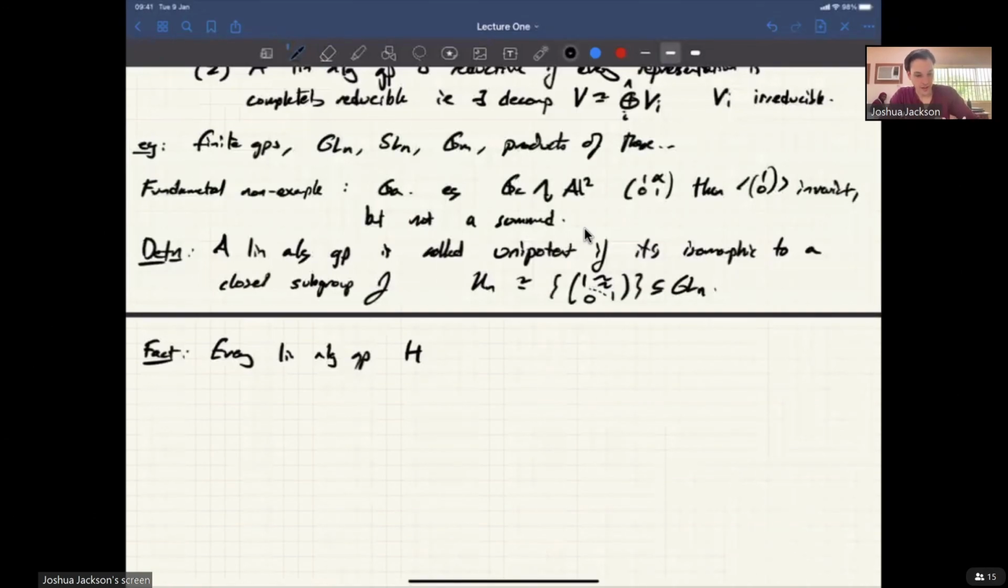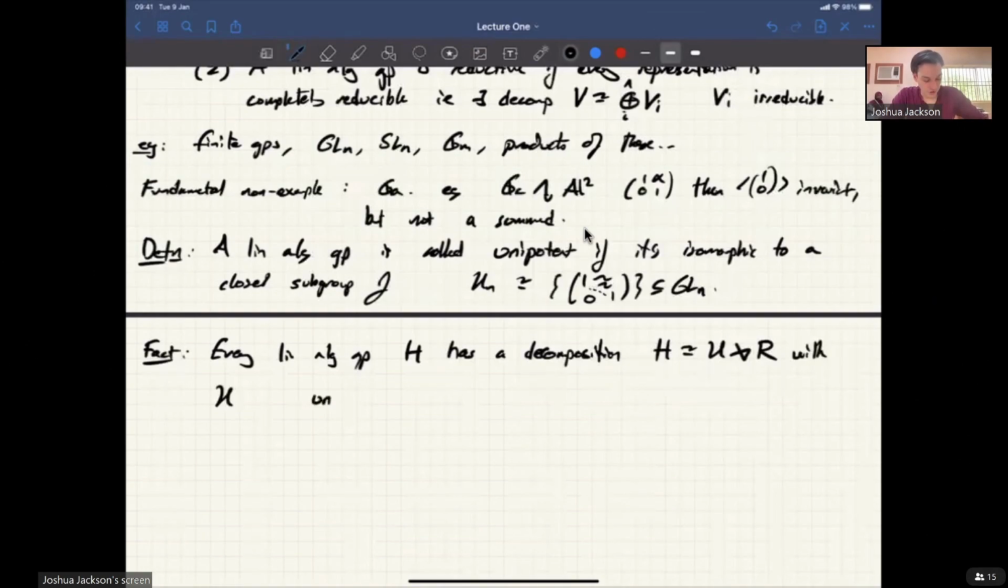So every linear algebraic group H has a decomposition into basically a unipotent thing and a reductive thing. You can express H as a semi-direct product like this, with U what's called its unipotent radical, i.e. the maximal connected normal unipotent subgroup, and R a reductive group.